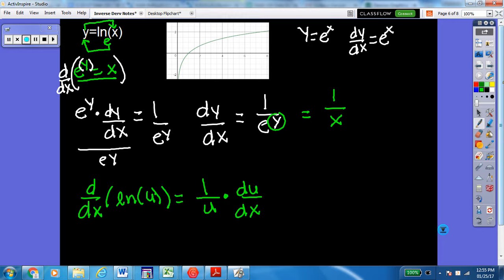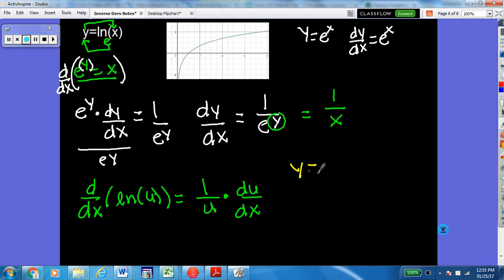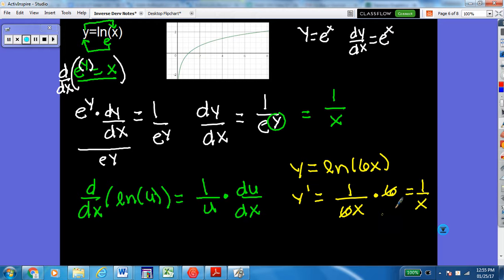Okay, as an example, we will work out a basic one. y equals natural log of, let's say, 6x. The derivative would be 1 over whatever's inside times the derivative of that inside, which is 6. Clearly the 6's go away, and in this particular case it worked right back over to 1 over x. That isn't always going to happen, but every once in a while it does.